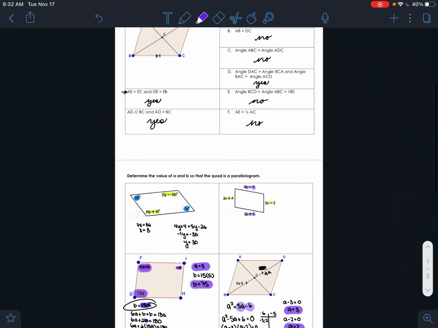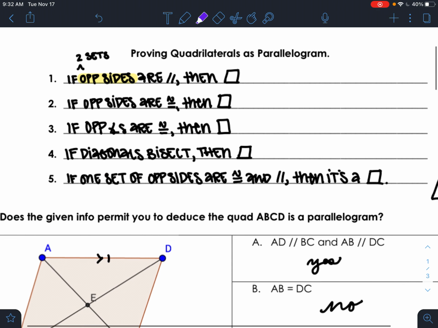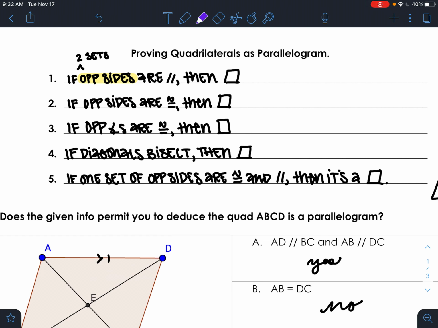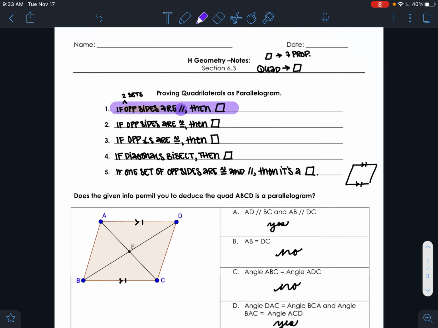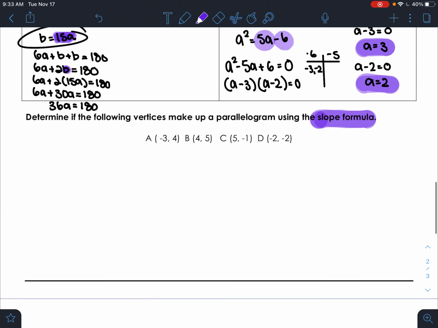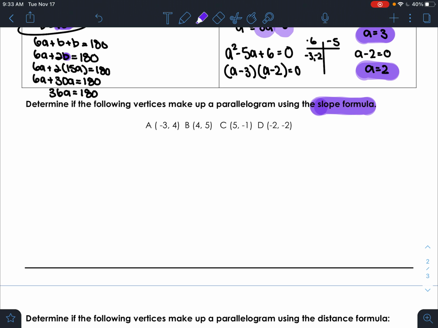If you think about the 5 different ways that we're trying to prove quadrilaterals are parallelograms, how would the slope formula help us? Well, the slope formula would help us by possibly proving that it's a parallelogram by showing opposite sides are parallel, which means how many times am I going to have to do the slope formula? Unfortunately, ladies and gentlemen, you're going to have to do it 4 times.